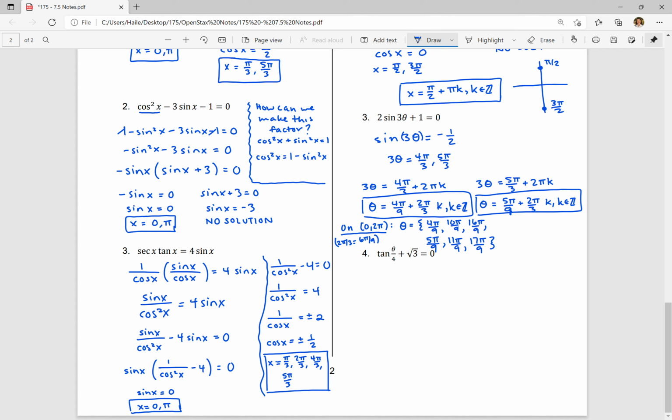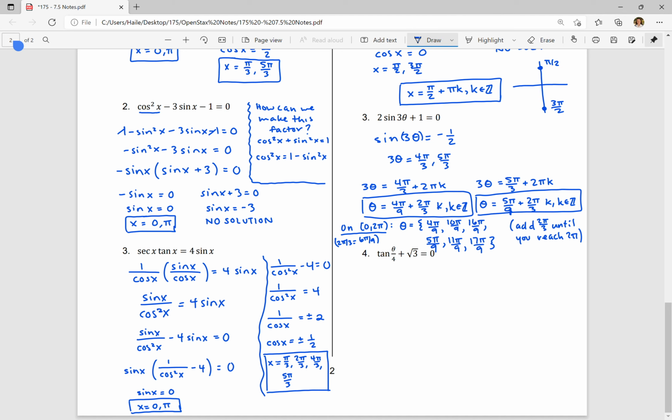All right, so we have one more example. Actually, before we do that last example, let me make a little note over here. Add 2 pi over 3 until you reach 2 pi, because we don't want to put anything bigger than 2 pi.